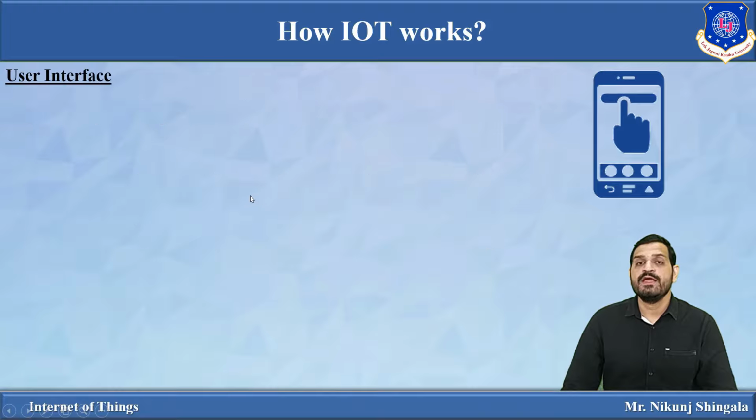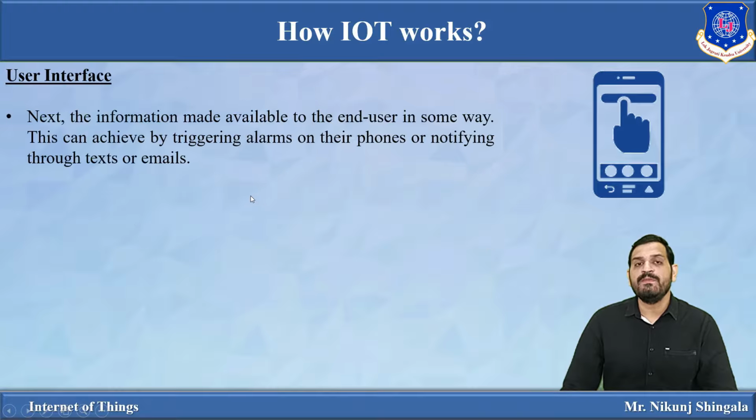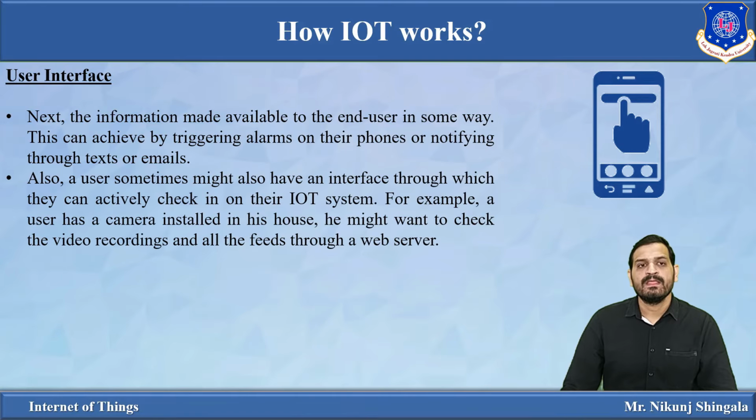Next one is the user interface. Information is made available to the end user in some way. This can be achieved by triggering an alarm on their phones or notifying through text or emails. Also, users sometimes have an interface through which they can actively check the IoT system. For example, a user has a camera installed in his house. He might want to check the video recording, all this through a web server.